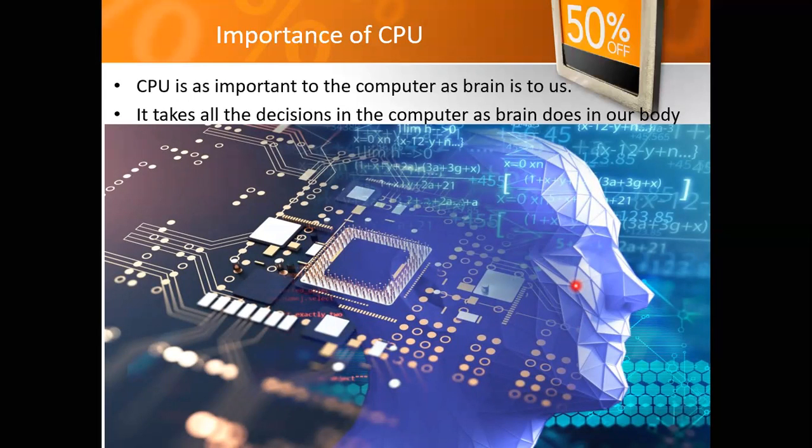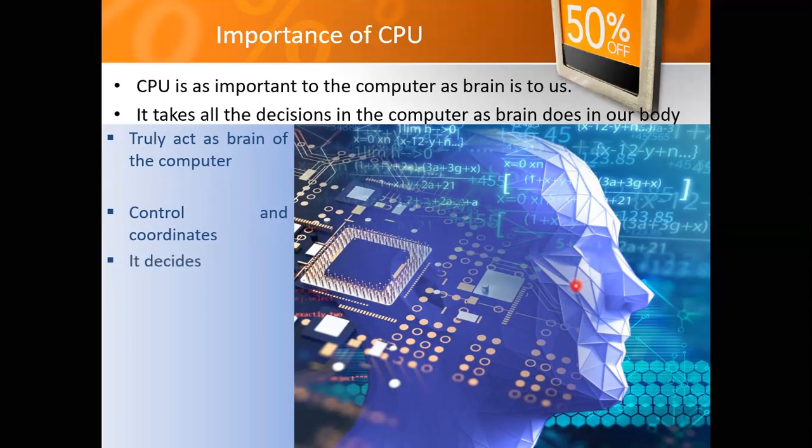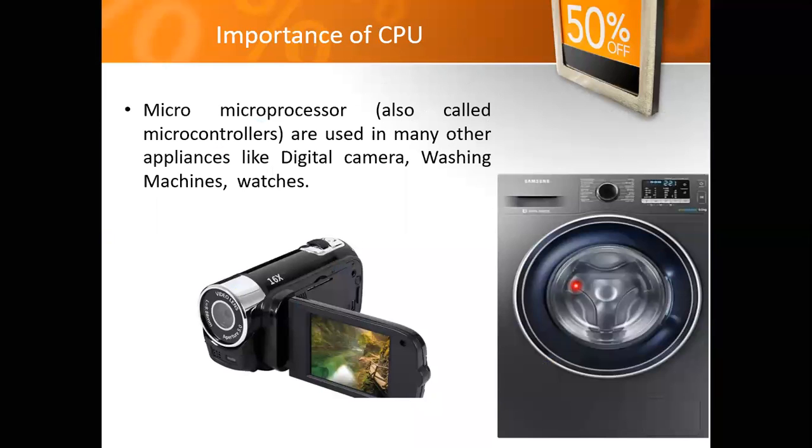Such like brain in our body, CPU is truly the brain of the computer. It controls and coordinates all the activities which are happening inside the computer, or the instructions which are given to the computer. It is decided by the CPU which data will be processed first and which data will be processed next, and how data will be processed, and on which hardware component the data will be processed. It is all decided by the CPU. So in this way, CPU acts like the brain of the computer.